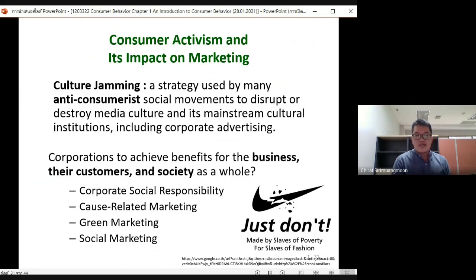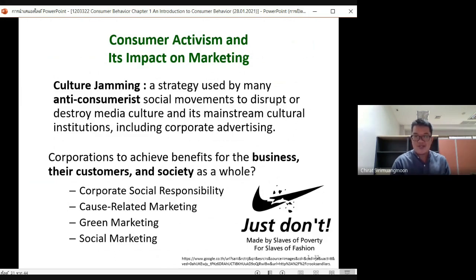Then culture jamming also has another good thing, which is they think doing business is not just for having the profit. You should think about consumers. You should think about society. So that is the reason why culture jamming tries to cooperate three things together. They always do that by CSR, like corporate social responsibility.